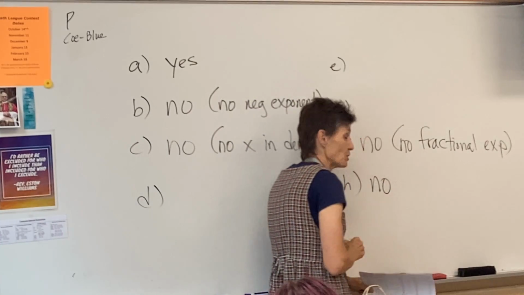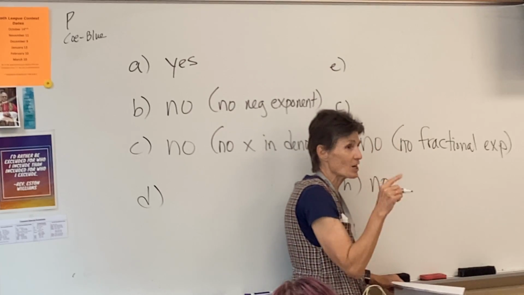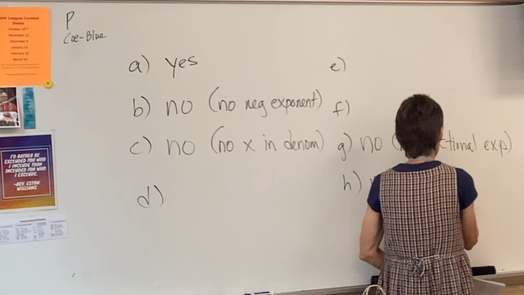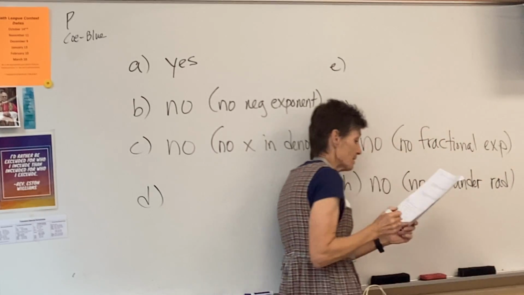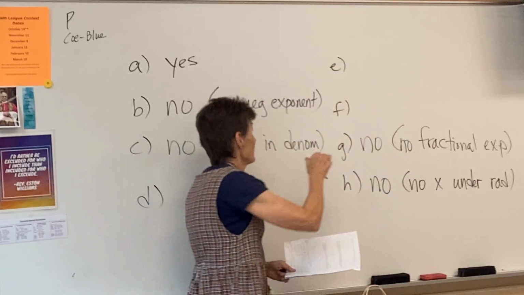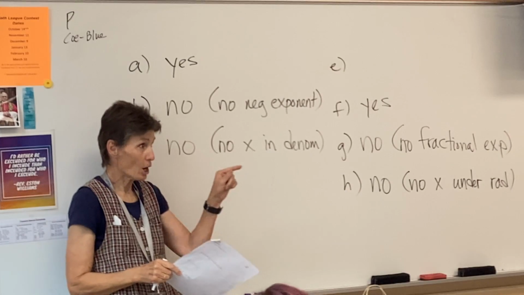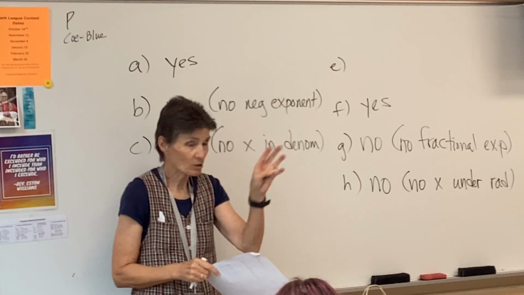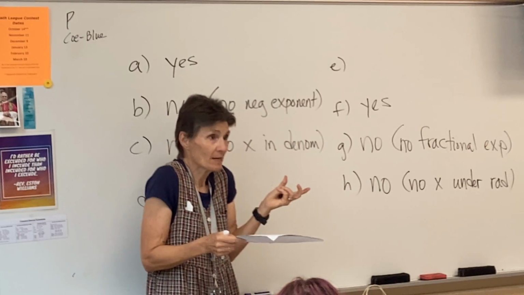Any idea why H is a no? Well, you can have radicals. You just can't have an X under the radical. So no X under the radical. So F is a yes. And some kids will say no because they see that radical. But what's the rule with radicals? No X under it. 5s are fine under it.